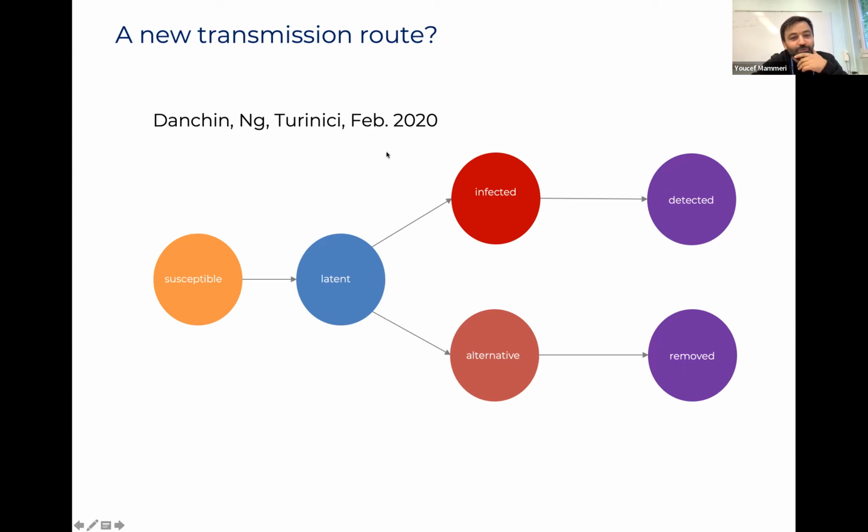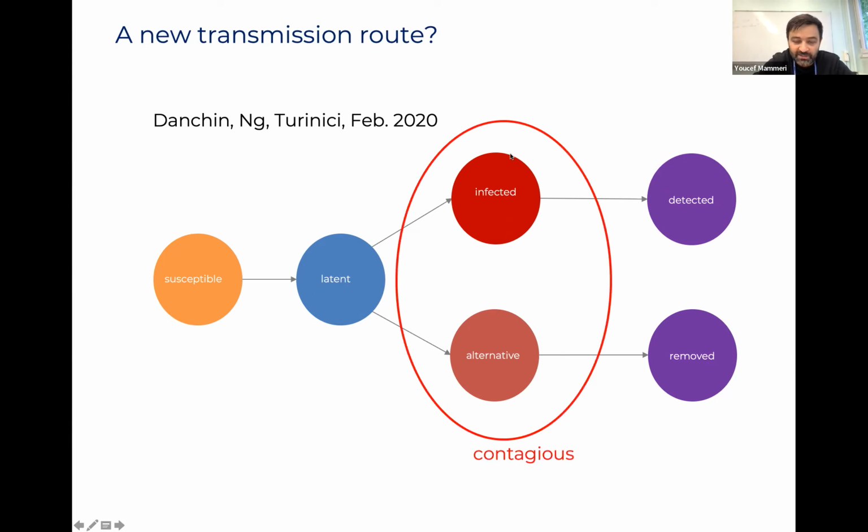Look, it was in February 2020. The alternative way we did not know. In the paper, they were talking about some environmental routes. So what does it mean? If you control only the ones you detect, the epidemic will continue through this way.